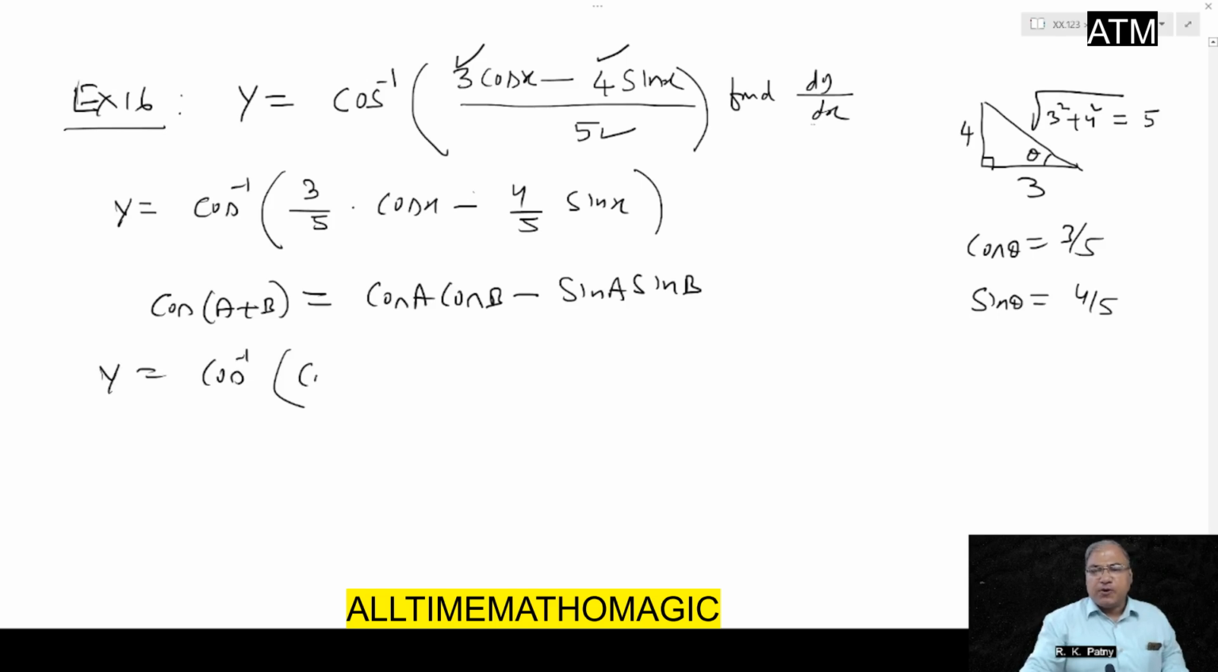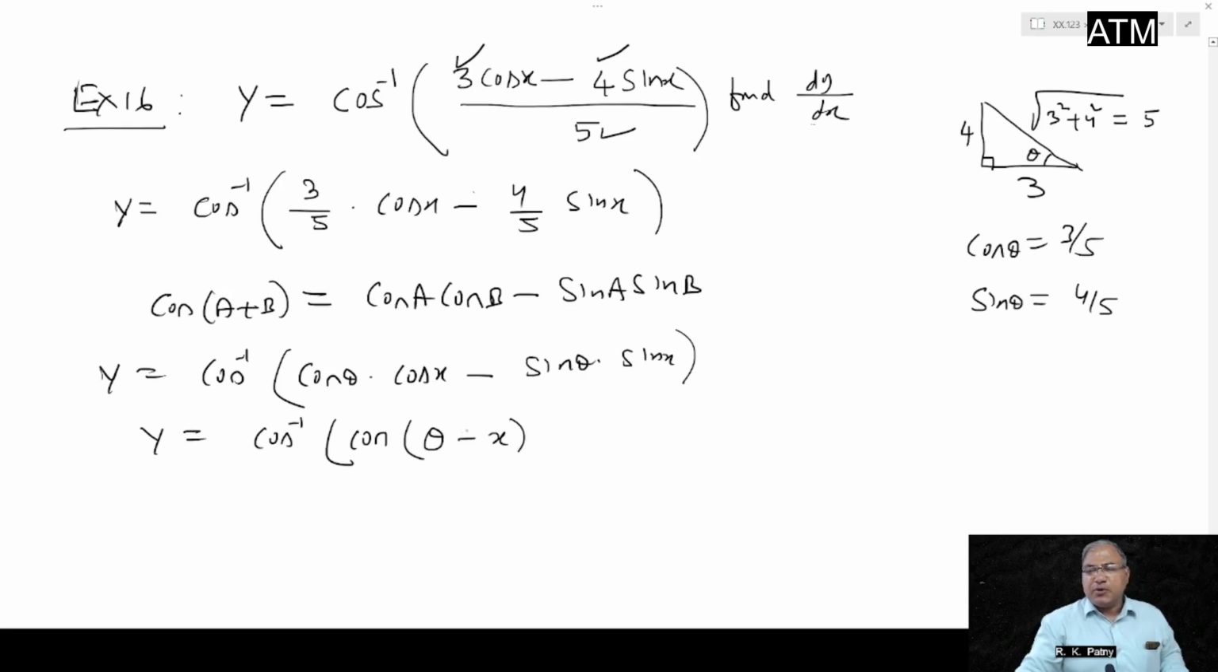So y equals cos inverse. In place of 3 upon 5 writing cos theta cos x, and in place of 4 upon 5 writing sin theta sin x. So y equals cos inverse of cos of theta plus x. So that is equal to theta plus x. From this one, what is the theta? Theta is nothing but tan inverse of 4 upon 3. So y equals tan inverse of 4 upon 3 plus x.